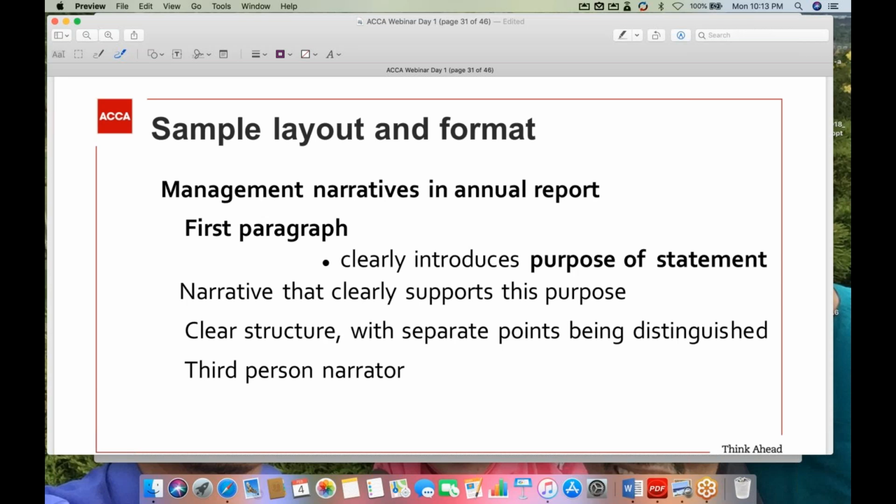An example is that you can open up an annual report, see how chairman statements are actually written, or any management statement, any corporate governance statements that are written there. That's a good example actually to see what management narratives in annual reports are.